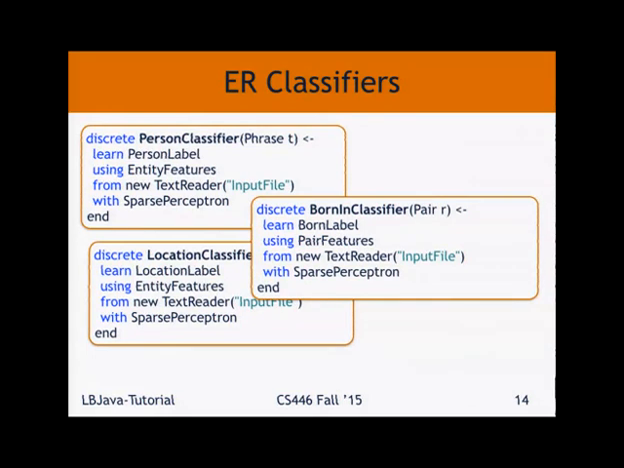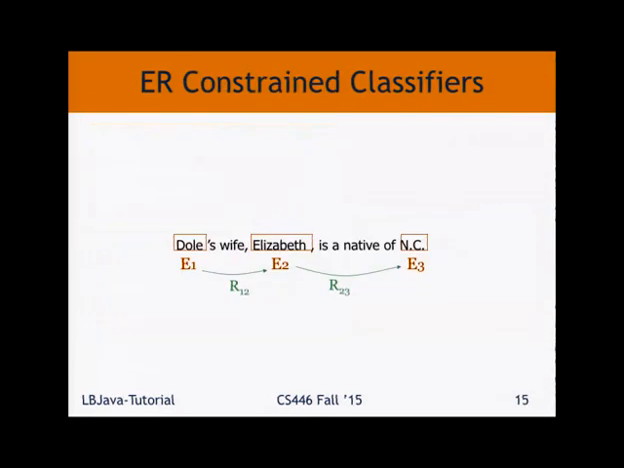Now, I should tell you to pay attention that if we do this independently, we will have problems using these three classifiers. Look at this another example. Dole's wife, Elizabeth, is a native of NC, right? We have three entities, and we want to find out what these entities are and what kind of relationship holds between them.